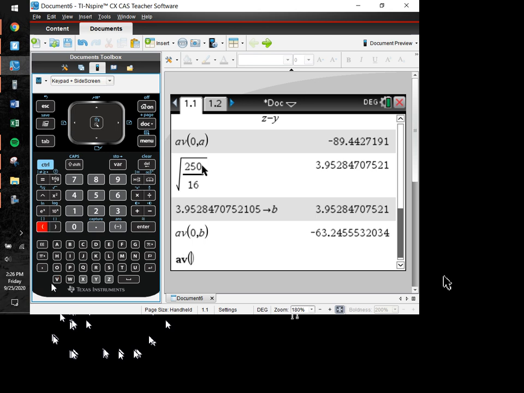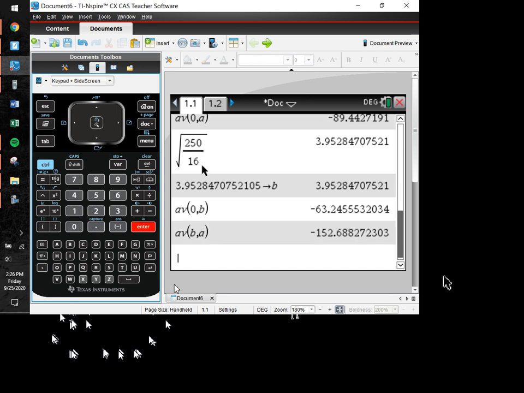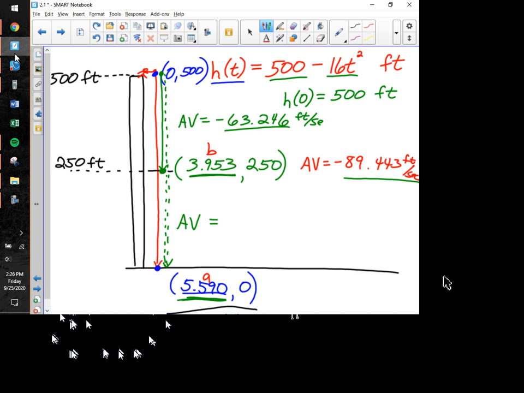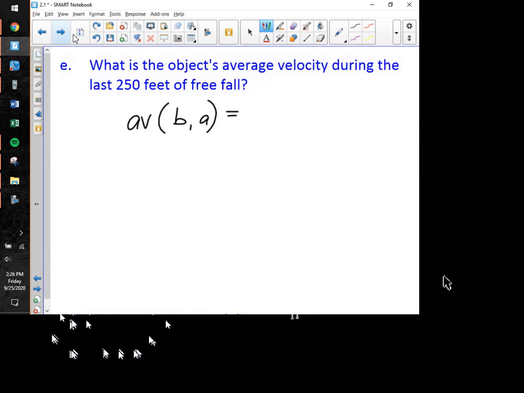Average velocity starting at B and ending at A. Survey says negative 152.688, and that's going to be feet per second as well. And that did what we thought it should do. This is where it's traveling the fastest. So negative 152.688, and once again, feet per second.